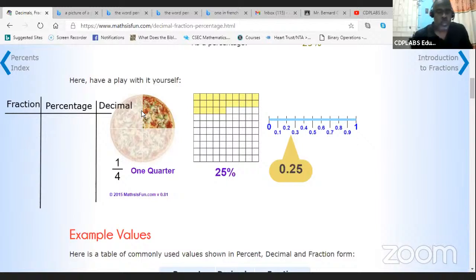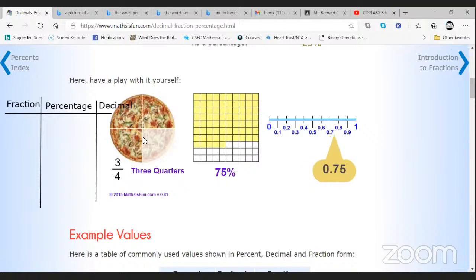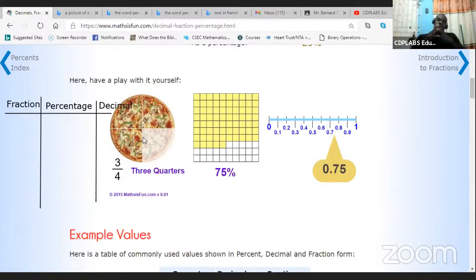All right. So we move from a quarter now to 3/4. Write 3/4 in the fraction column, 75% in the percentage column, and 0.75 in the decimal column. So the idea is to find out now how to convert from one to the next.